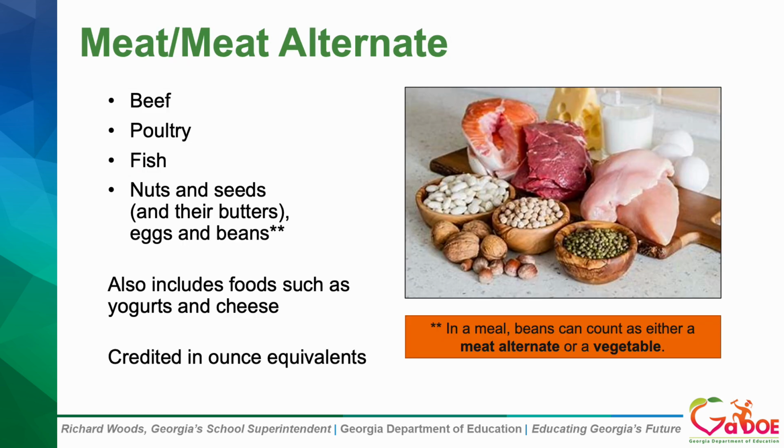The next component we will discuss is meat and meat alternates. This component includes foods like beef, poultry, fish, nuts and seeds, and their butters, eggs, and beans. It also includes foods such as yogurt and cheese. This is a bit different as cheese and yogurt are included in the dairy category of MyPlate. Like grains, it is credited in ounce equivalents.